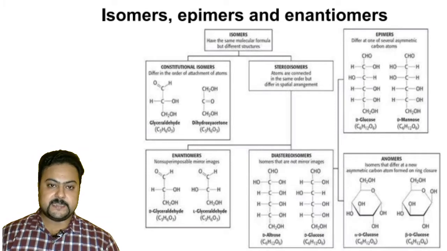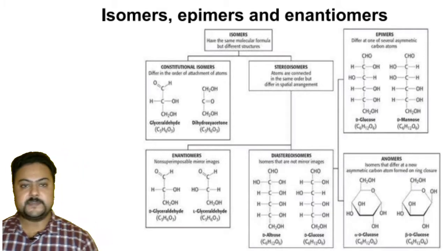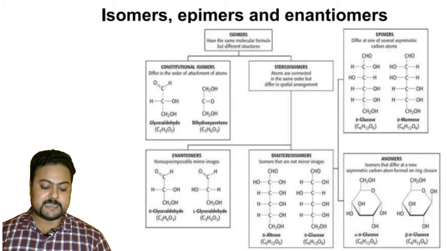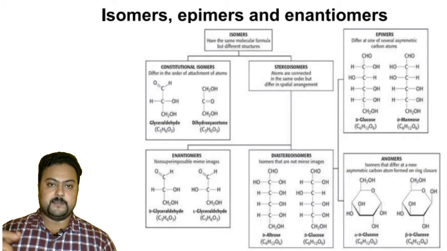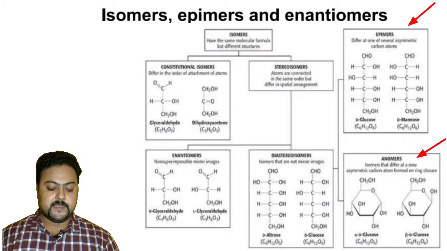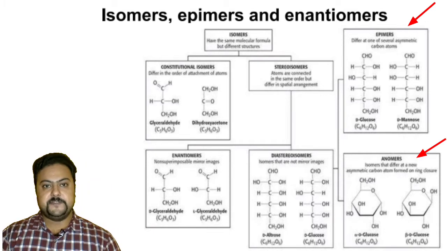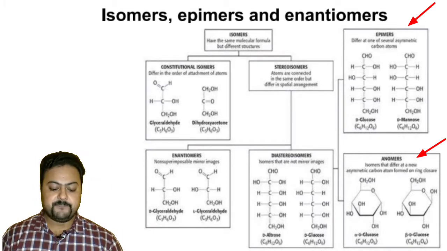We also have diastereomers, which are isomers that are not mirror images. For example, maltose and glucose. We also have a further classification where diastereomers are also differentiated as epimers and anomers.